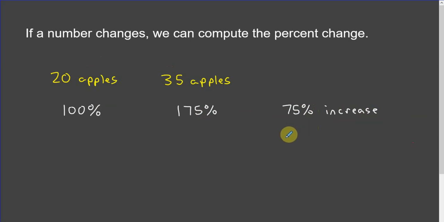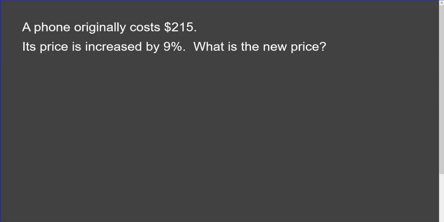Now that's me explaining the concepts, but now let's actually see what it looks like when you're given a problem, and I'll show you how you do this. So here's our first problem to do. A phone originally costs $215. Its price is increased by 9%. What is the new price? Okay, so the idea is there was an original price of $215, and then there's a new price, but we don't know what it is.